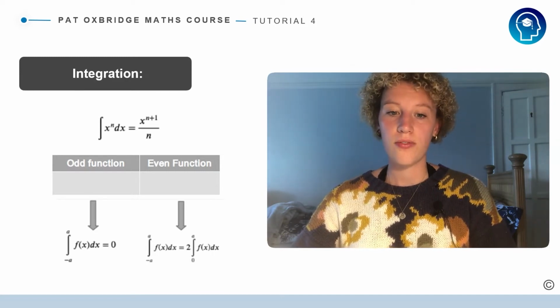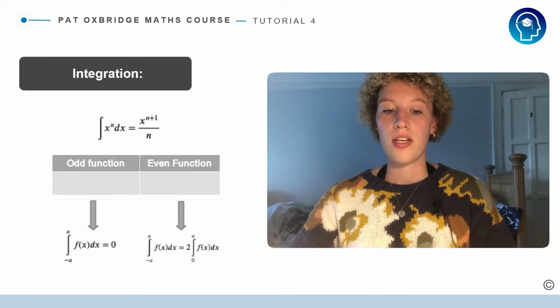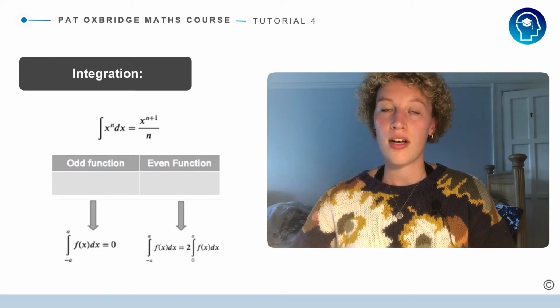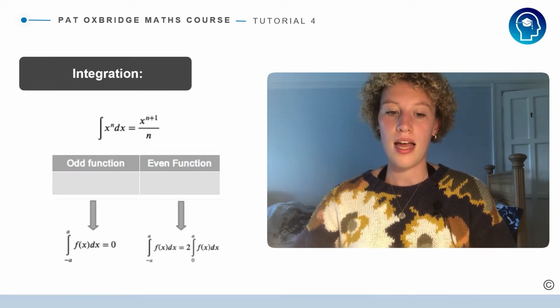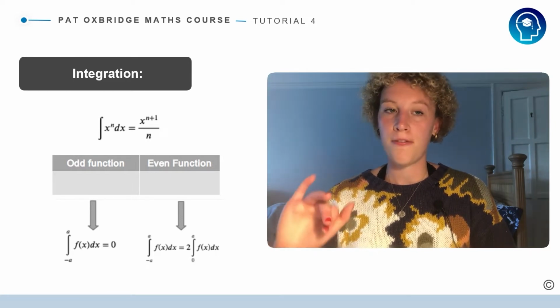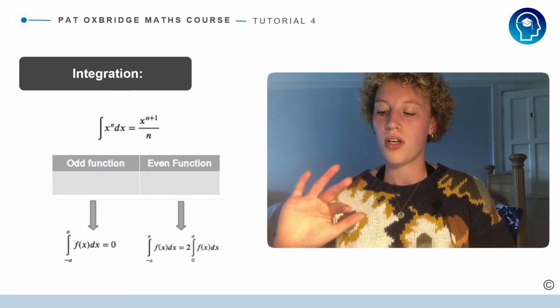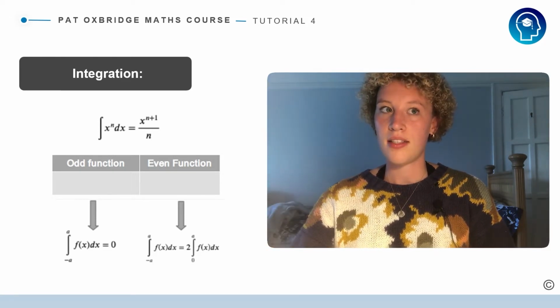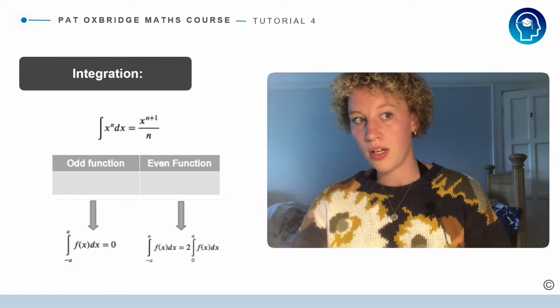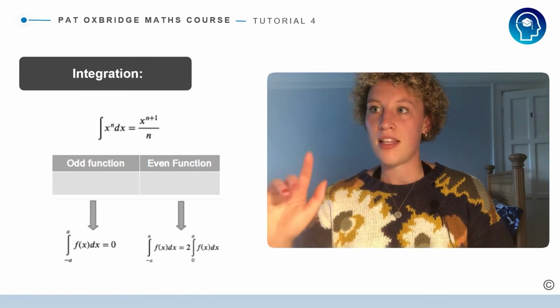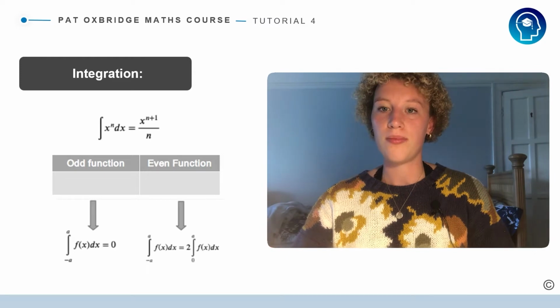And then for an odd function, we know that if you integrate it from minus a to a, it's going to equal 0, mainly because it's axisymmetric. So if you reflect it in the y-axis, you should be able to reflect it in the x-axis to get the original function.